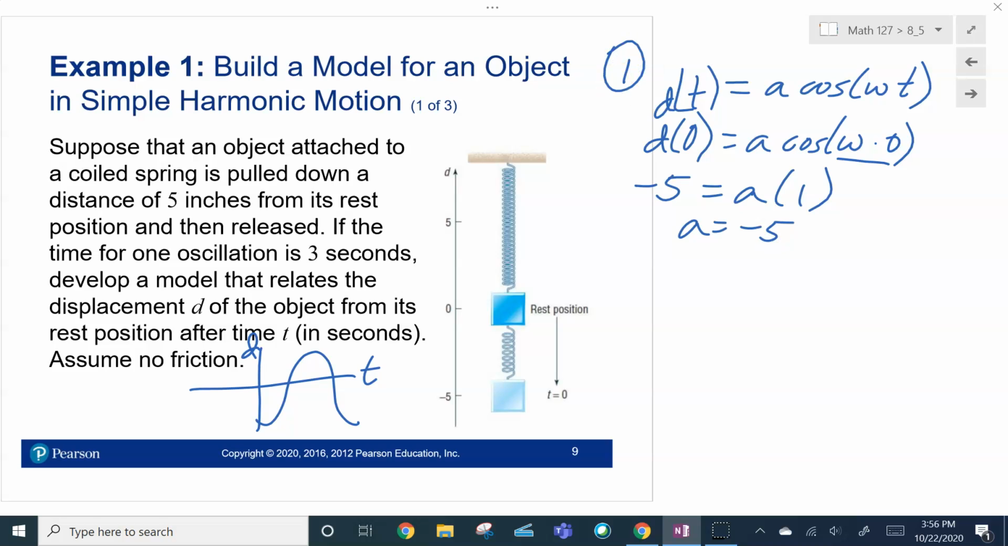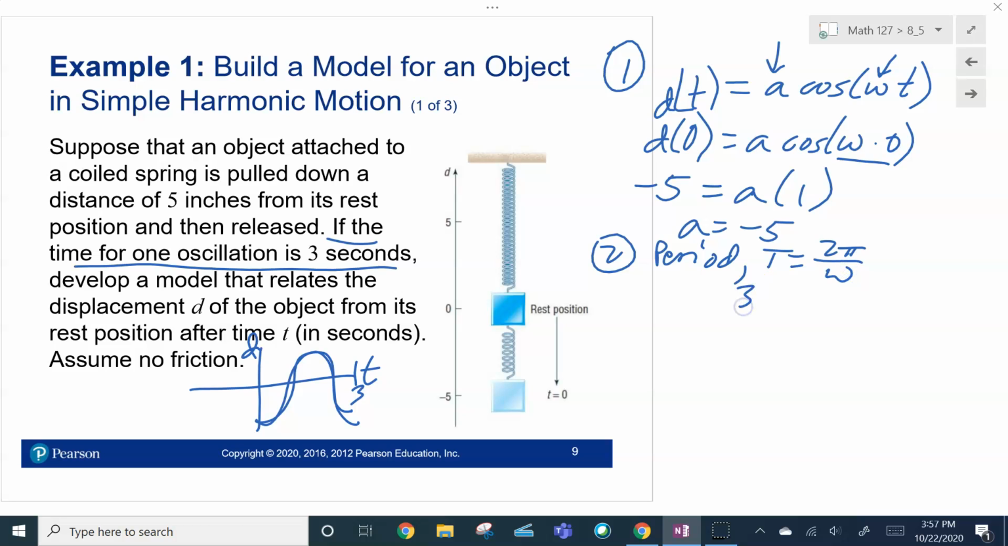Let's go ahead and find your a if they tell us our initial position. At time 0, we can solve for a. The other thing we need is our omega, but they gave us more information. They said the time for one oscillation is 3 seconds. They just gave us the period. So number 2, the period is 2 pi over omega, and they said that's 3 seconds. If I solve for omega, it's 2 pi thirds.